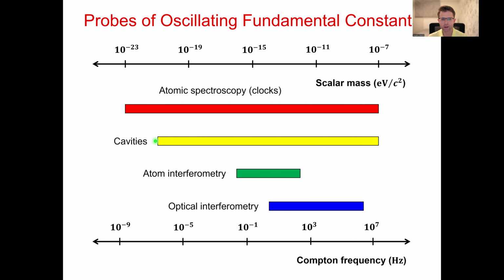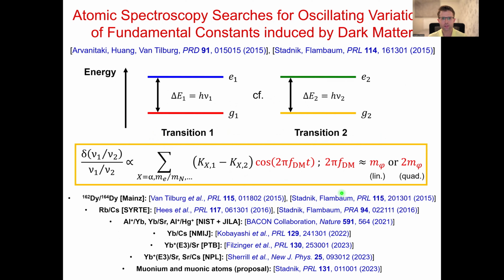In the mid-band mass range, we can utilize atom interferometers in the green region here, and there are a number of proposals and developments on this front. And then finally, at the highest masses, optical interferometers can be used as powerful probes in the blue region here. So let's start off at the lowest possible dark matter masses, where we deal with periods of oscillation which are of the order of a month or shorter than that.